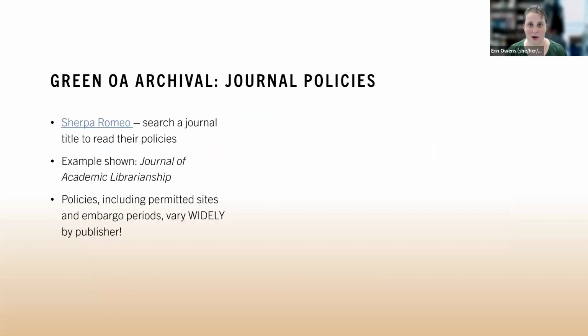Now let's take a look at how we determine what a journal's policies are in this regard. This is where we look at an amazing tool called Sherpa Romeo. You can search for a journal title to read all of their policies regarding open access archival. I'm going to show you an example here from the Journal of Academic Librarianship, a journal that I publish in my field.